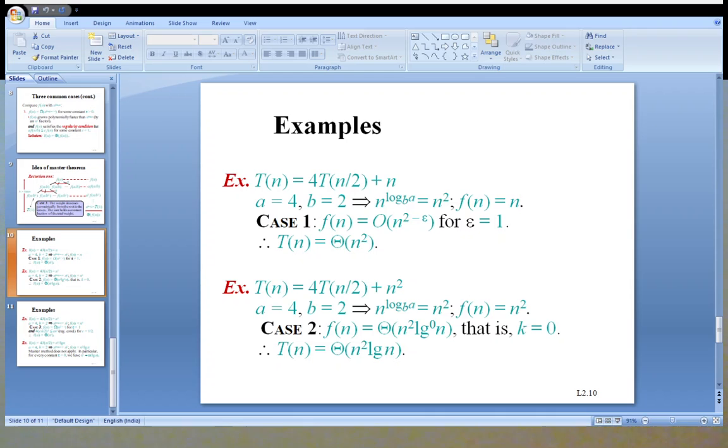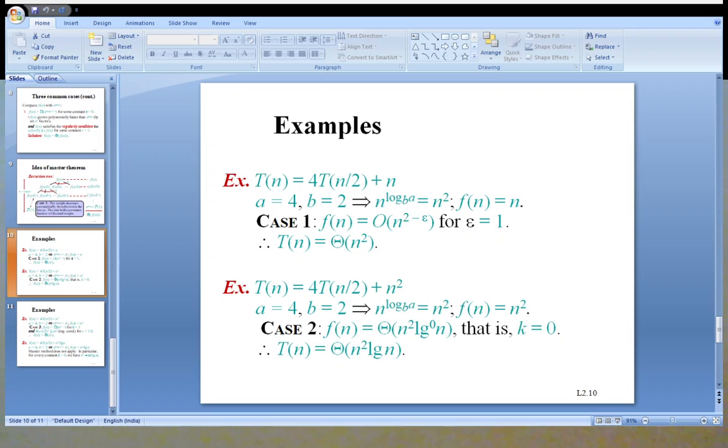Now we shall discuss some examples of all these cases to understand the problems. Here T(n) is equal to 4T(n/2) plus n. Here a is equal to 4 and b is equal to 2. So we shall determine the two quantities, n raised to the power log a base b and f(n). With a equal to 4 and b equal to 2, n raised to the power log a base b would be n square, and f(n) is equal to n. So we can clearly say that n raised to the power log a base b is greater than f(n). So in this situation, the complexity would be decided by n raised to the power log a base b, and T(n) will be equal to theta of n square.